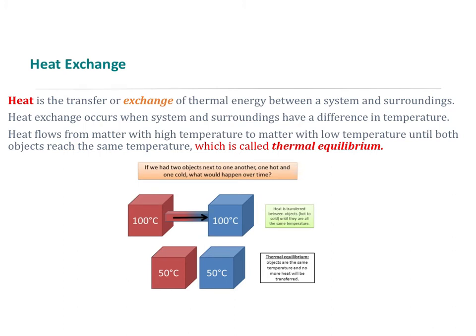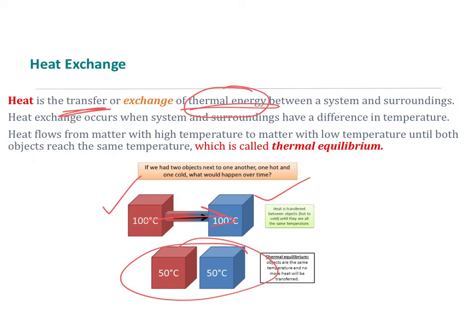Now, heat is not actually the same thing as thermal energy. It's just kind of a vocabulary game. But heat is actually the transfer of thermal energy between two systems or system and surroundings. And heat will always occur when you have two things that are at different temperatures. And that heat will always move from the warmer object to the colder object until both final temperatures are identical.